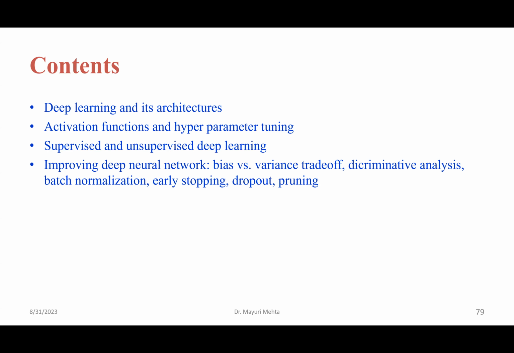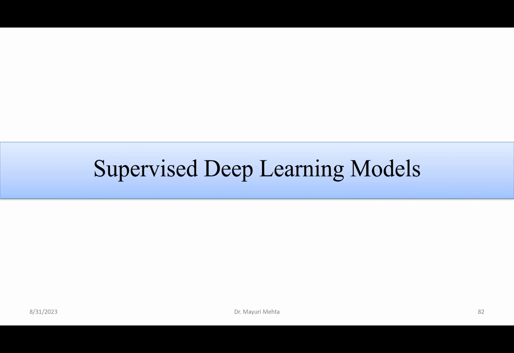Supervised and unsupervised deep learning is again the kind of learning using which deep models can learn. So supervised, unsupervised, semi-supervised, self-supervised. Different types of learning techniques are there, which we discussed many times, so I'll not repeat them. And the next topic is how can you improve your deep neural network? So let us discuss now how we can improve the performance of a deep neural network. The first is bias versus variance trade-off. So let's discuss it.